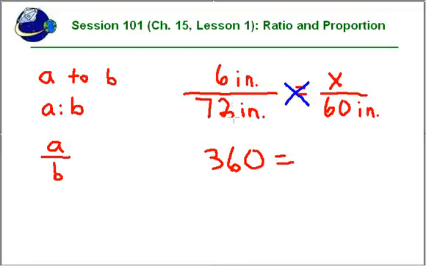And now we have that is going to be equal to 72 times x. 6 times 60 equals 72 times x. Now that we've done the cross multiplying, we've multiplied our means and set them equal to the multiplication of our extremes, we can now solve this equation for x. We need to divide both sides by 72 to get the x by itself.